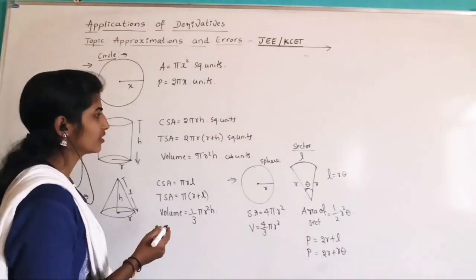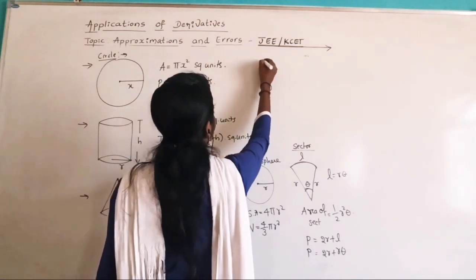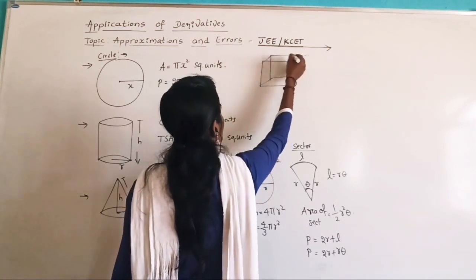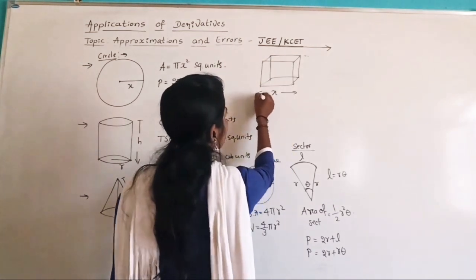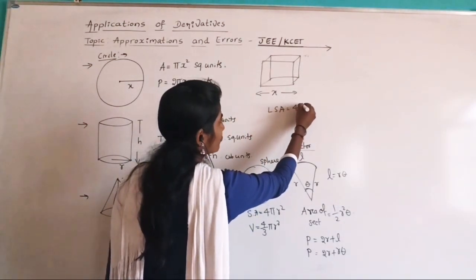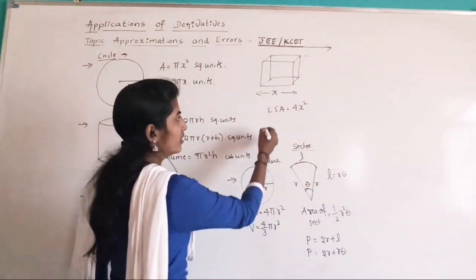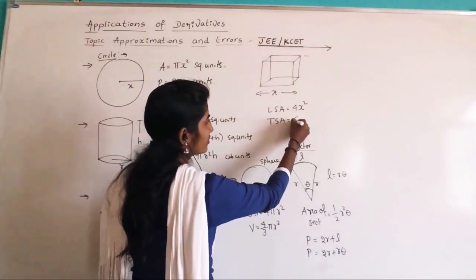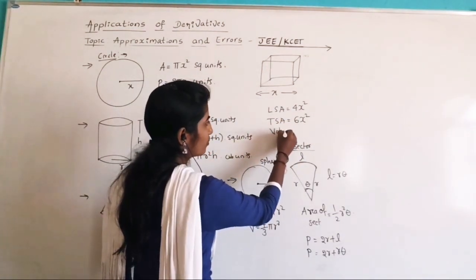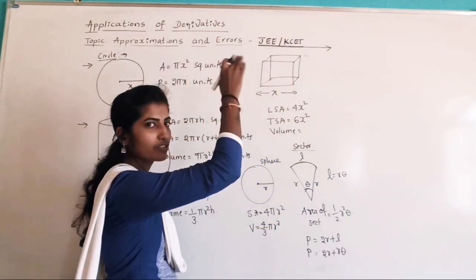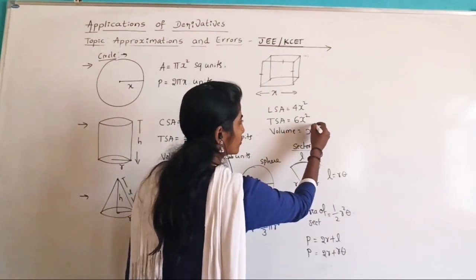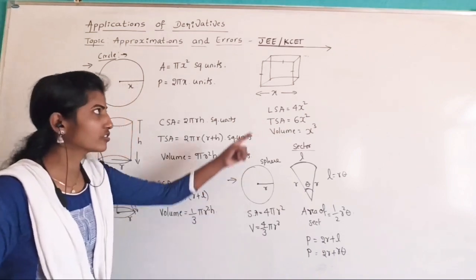After that, you might have heard about the cube and the cuboid. A cube with edge x. Its lateral surface area is given by 4 times side square, that is 4x square. The total surface area is given by 6 times side square, that is 6x square. And since length, breadth and height are all equal, its volume is given by x cube units.